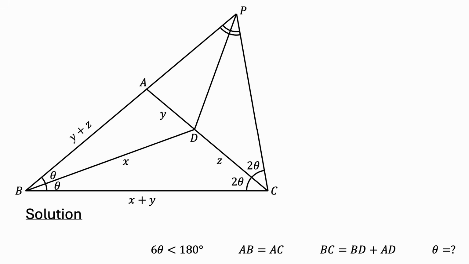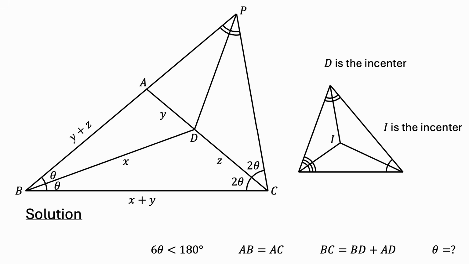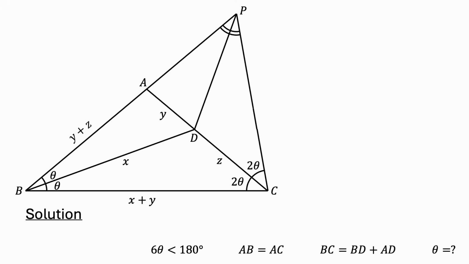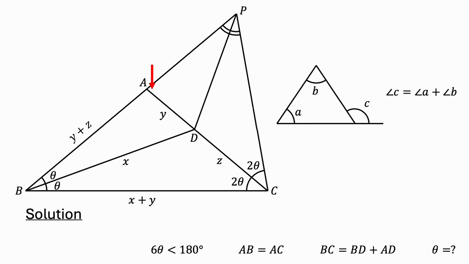Experienced viewers may recognize that D is the incenter of triangle PBC, and that the previous steps are to show that the angle bisectors of a triangle meet at the incenter. Returning to our solution, let us consider angle PAC, which is an exterior angle of triangle ABC. Since an exterior angle equals the sum of interior opposite angles, angle PAC equals theta plus 2 theta, which equals 4 theta.